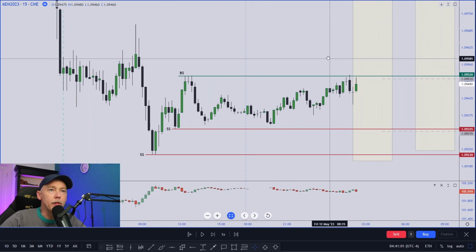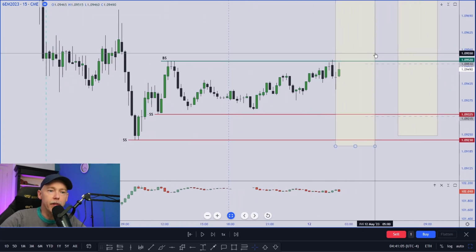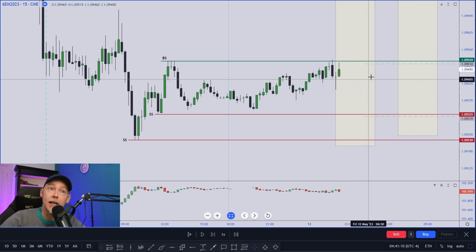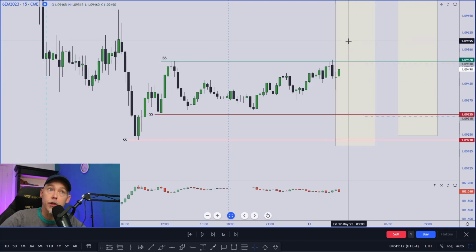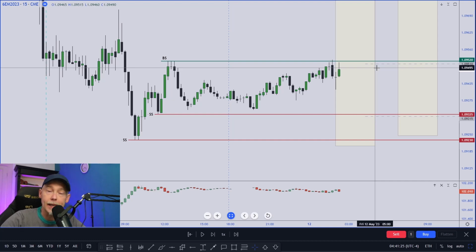But the time of day we're looking at in these yellow boxes is 2 a.m. to 5 a.m. New York time. So in Ireland, that's 7 a.m. to 10 a.m. Ireland or UK time. So this is exactly when I want to be looking for trades, in this yellow box. And I'm going to do a video on time and price as one of my next videos. I'll be discussing exactly the importance of time and price when you're taking trades.